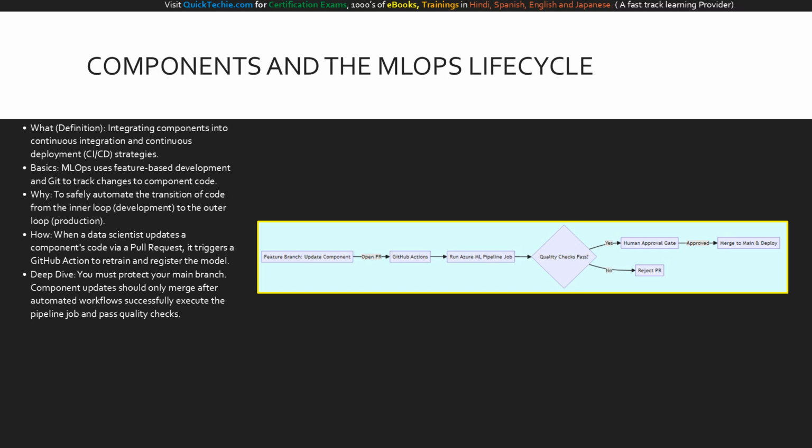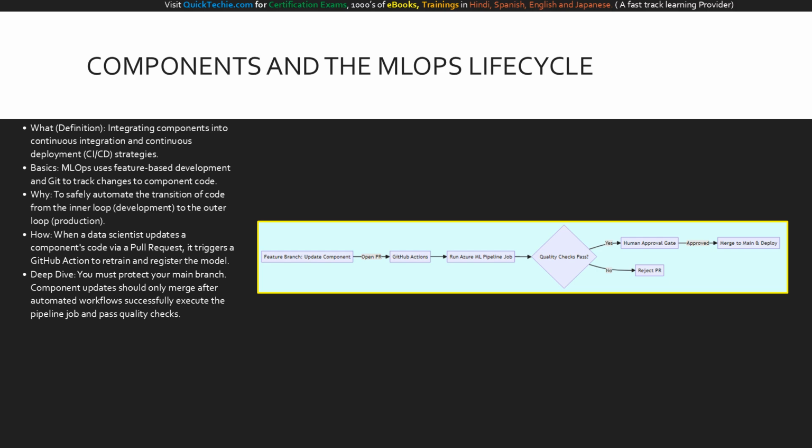Components are the driving force behind a successful MLOps lifecycle. In MLOps, we separate our work into an inner loop for development and an outer loop for deployment. Because components are modular and versioned, they fit perfectly into source control systems like GitHub. We implement feature-based development. No one is allowed to push code directly to the main production branch. Instead, if a data scientist wants to update the data prep component, they do it in a feature branch.